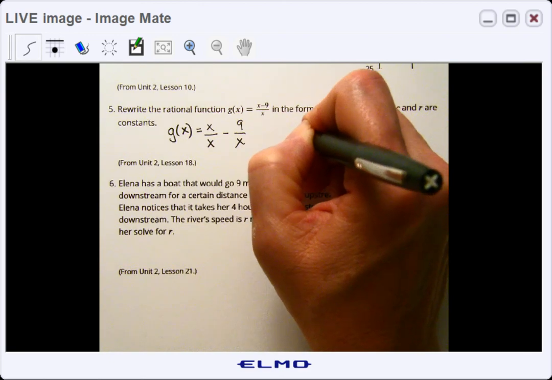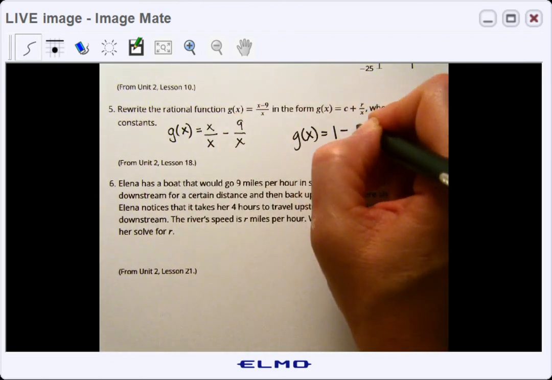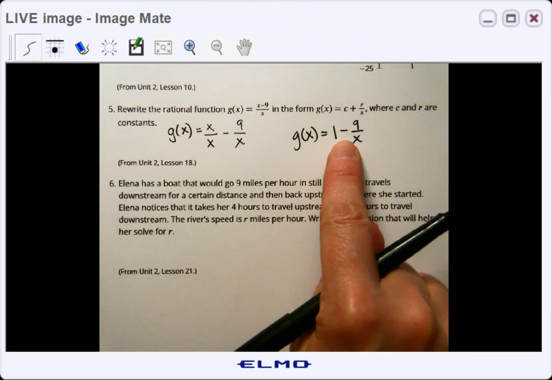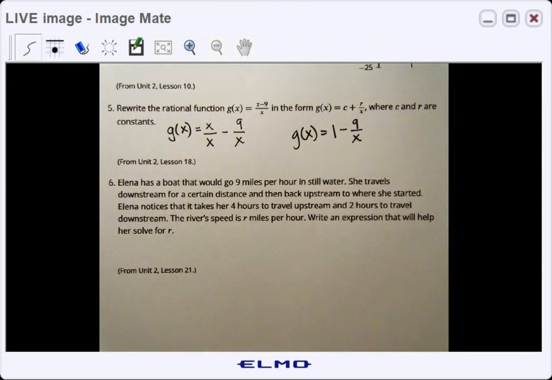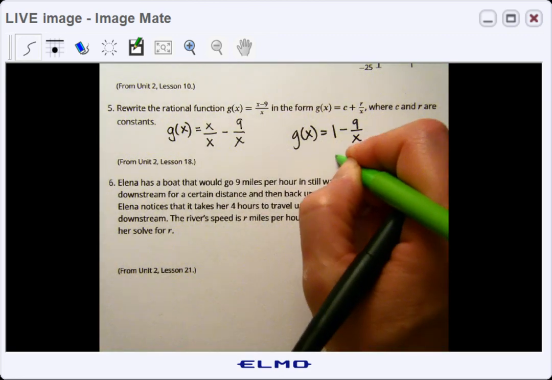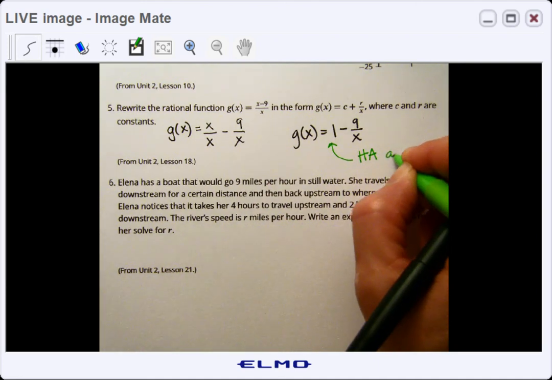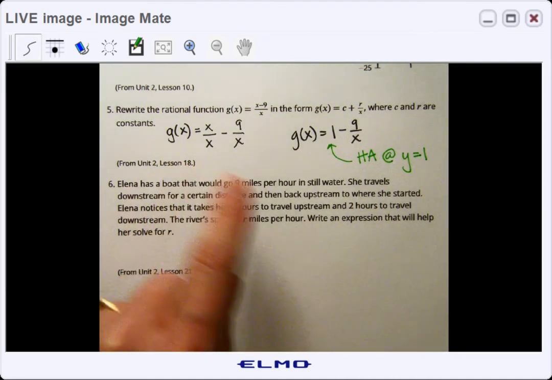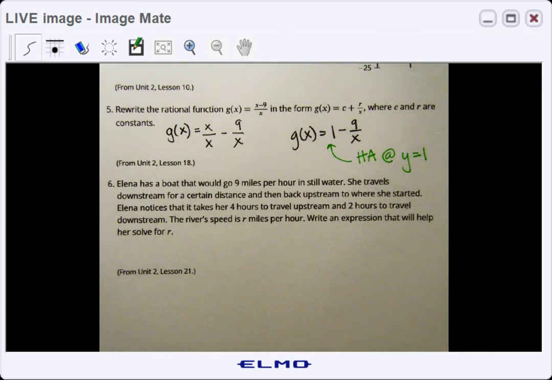So our final answer is 1. And then 9 divided by x will just stay 9 divided by x. So g of x equals 1 minus 9 divided by x. And just as an FYI, this 1 right here is a horizontal asymptote at y equals 1. And that's the reason why we would go from this form to this form, just so that the asymptote is more obvious.